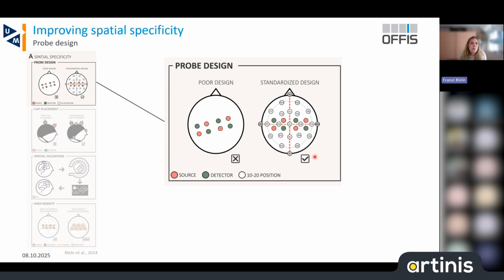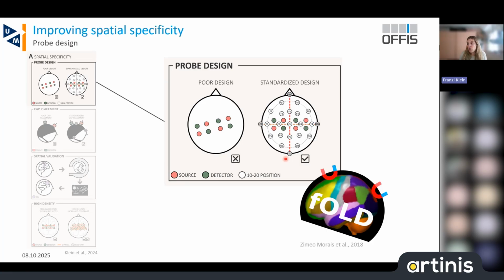And another problem is, of course, that we don't have the spatial information usually available with fNIRS. And brains are different and so on. And so therefore it's quite important to spend some time on probe design. And of course, there are some tools available nowadays. One of them is, for instance, the FOLD toolbox.